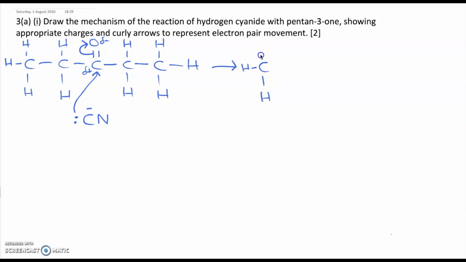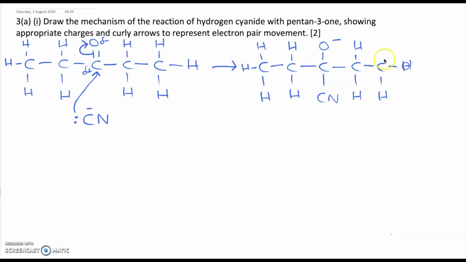attached to a CH2 group, and then this CH2 group is going to be attached to a carbon which has a cyanide joined to it via a coordinate bond and an O minus. And then this has a CH2 and a CH3. So there's my intermediate.